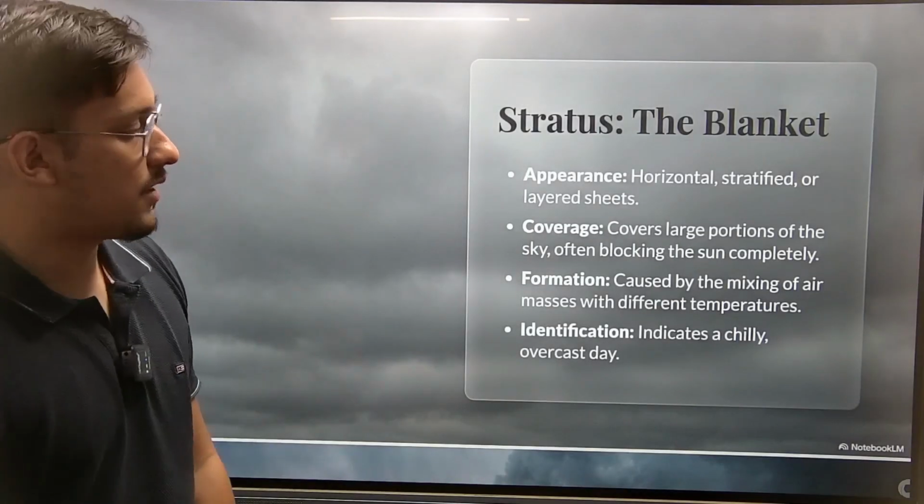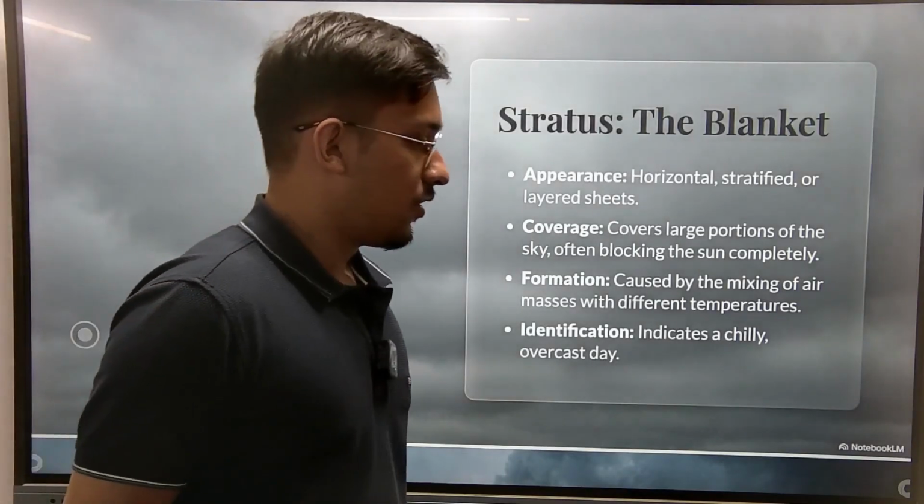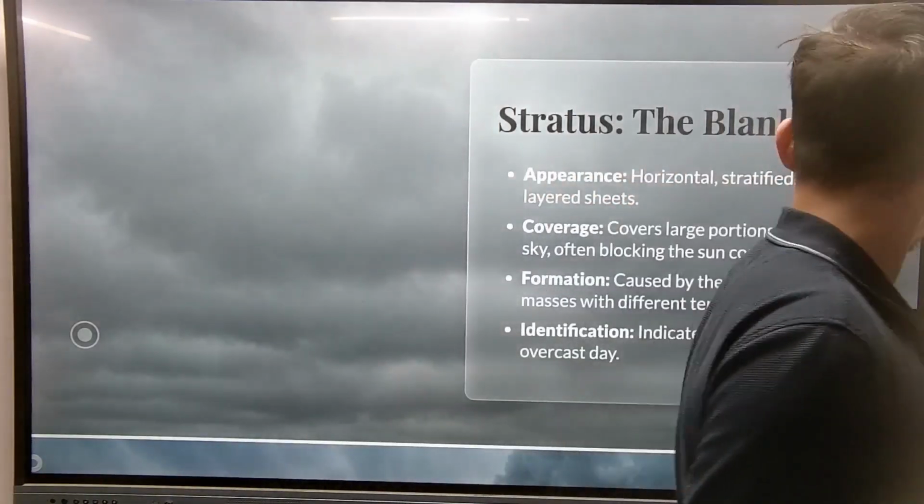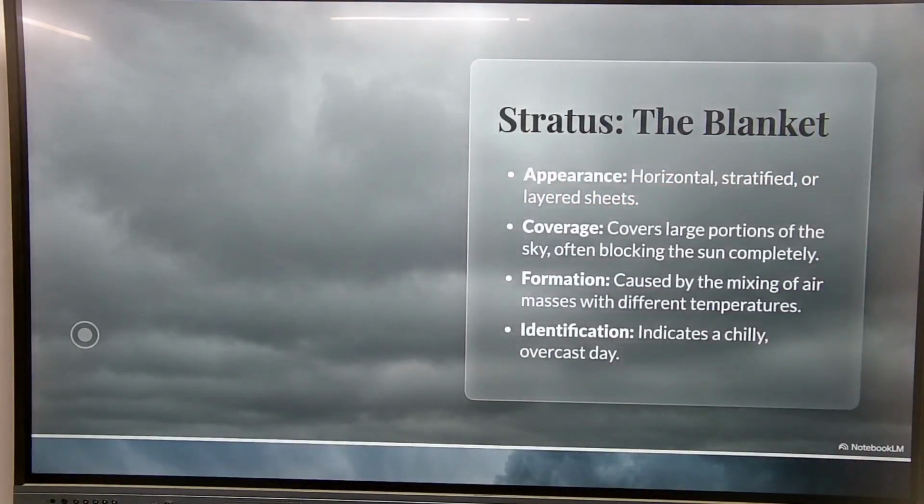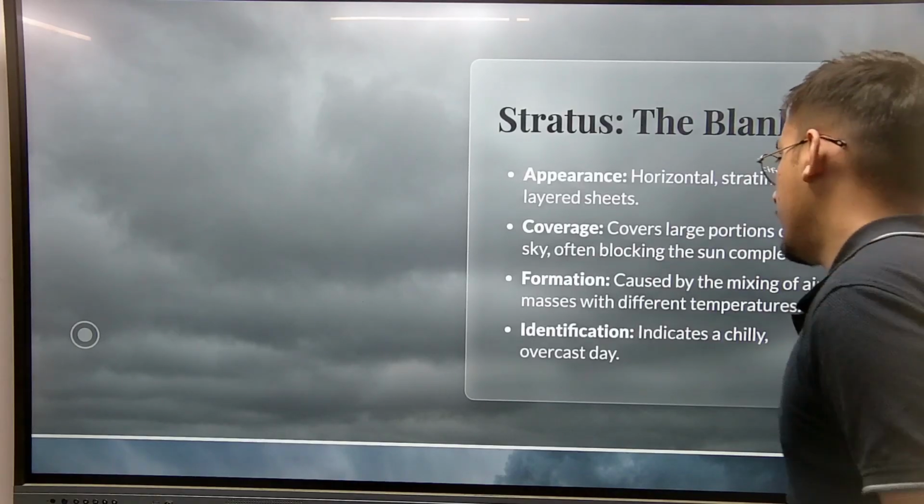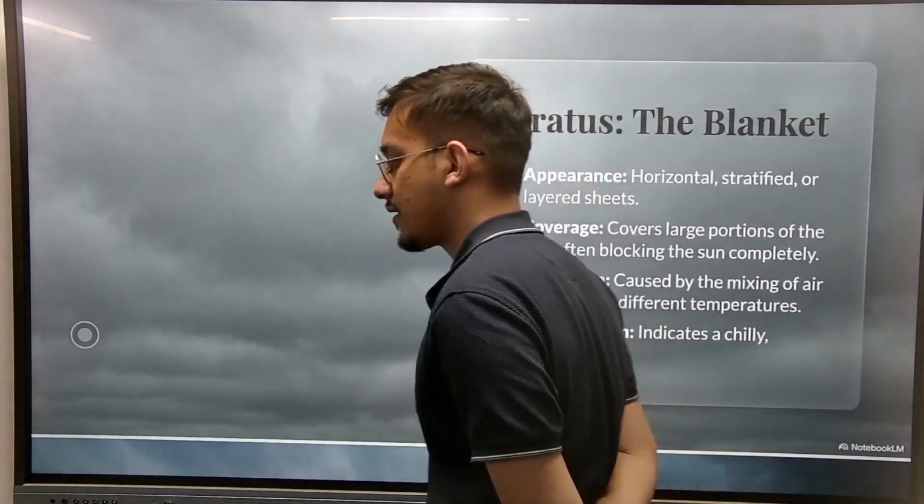Now we come on to stratus or the blanket. Stratus appears as horizontal, stratified or layered sheets. It's caused by the mixing of air masses with different temperatures. It's identified by a chilly, overcast day.